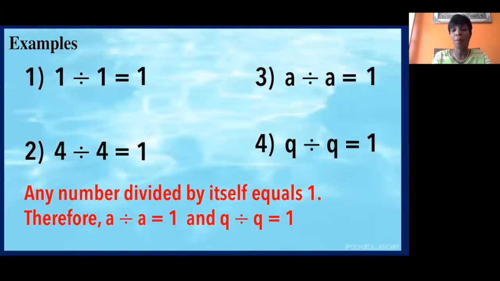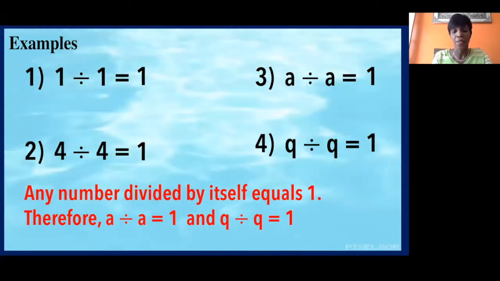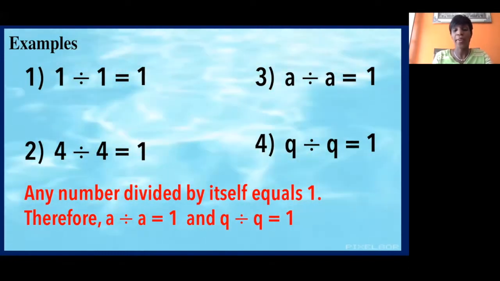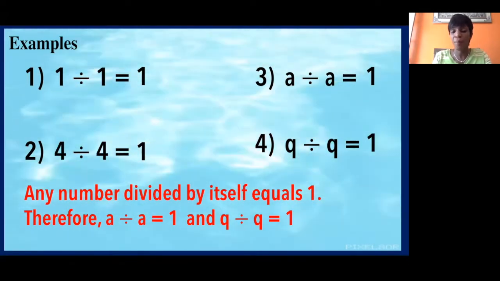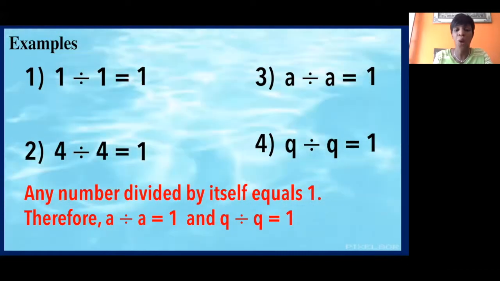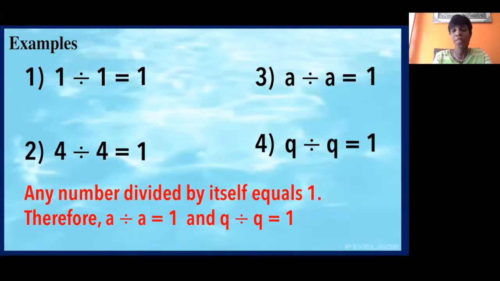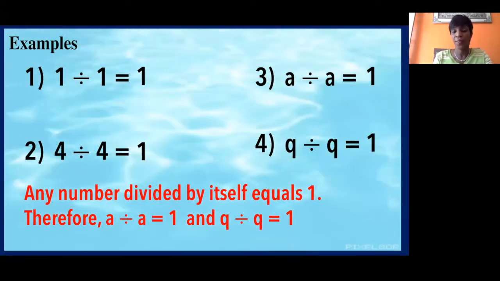A can be any number. So therefore, let's look at number 3. If I had said A was 5, so if I put 5 divided by 5, we would get 1. So A can be any number, like number 4, Q. Q can be any number. If I put in 10 divided by 10, it's going to give me 1. That's why you have to know your terms, and you have to know what each of the parts of the equation or expression is. Very good.